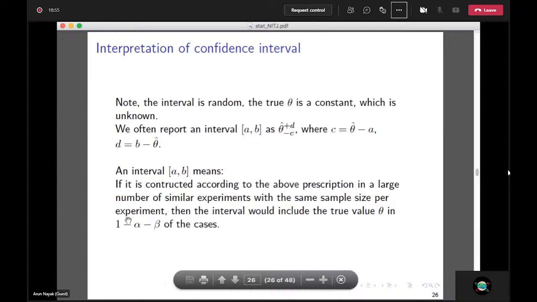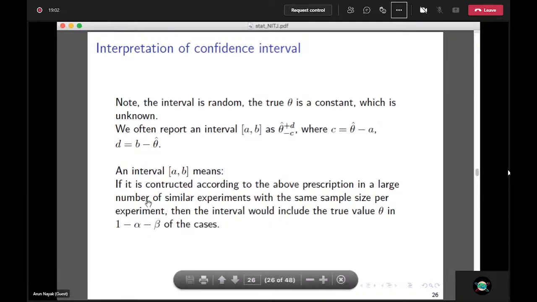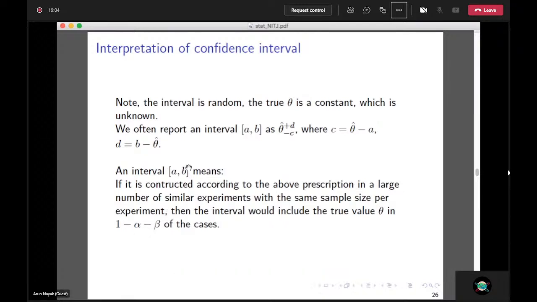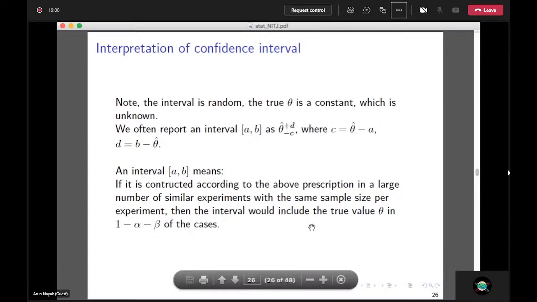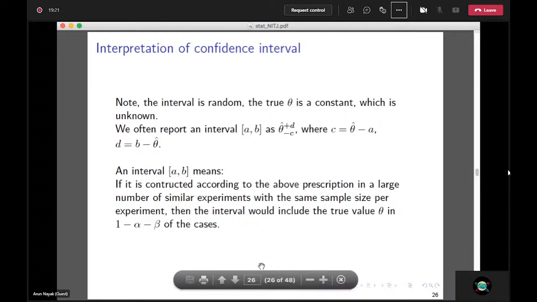So if you say 95% confidence interval, that means the true value of theta will be contained in this interval in 95% of cases. But remember that we don't know the true value of theta. What we know is only the observed value of theta, and we know the estimator, the PDF of the estimator.